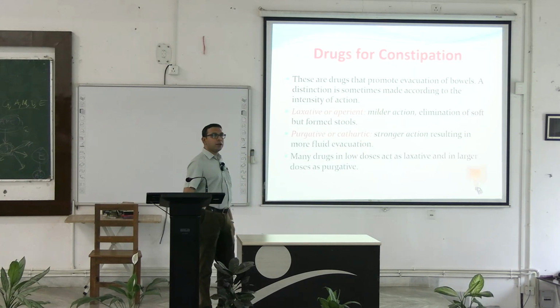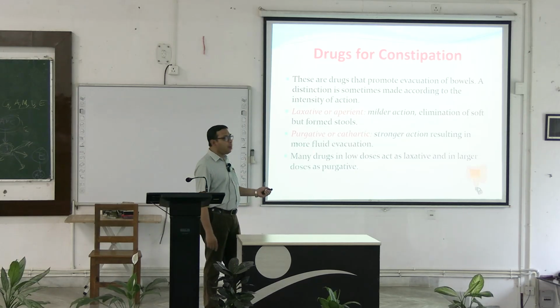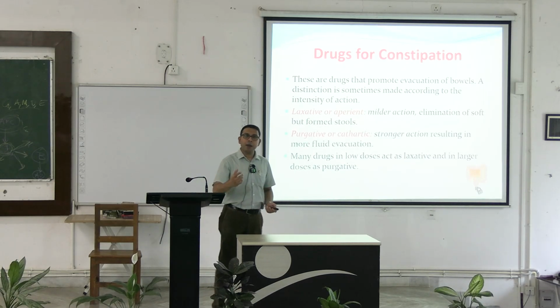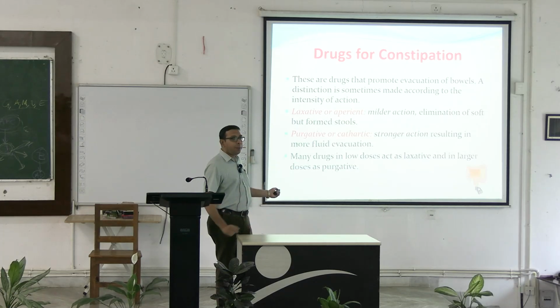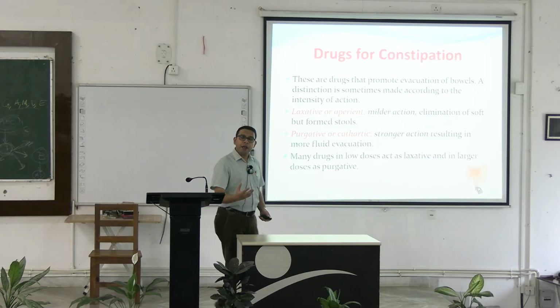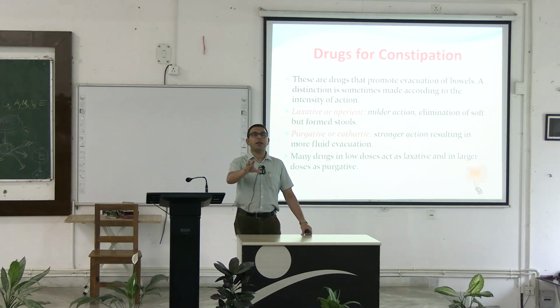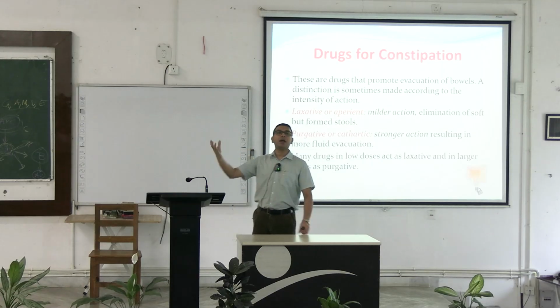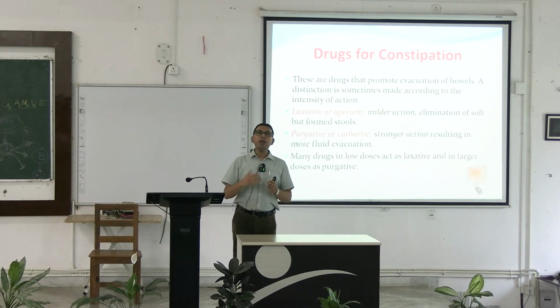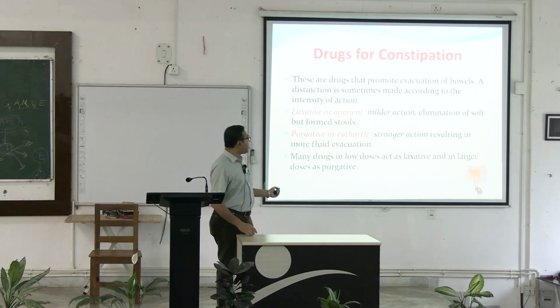So drugs for the constipation can be divided into laxatives or purgatives. Laxatives, also known as aperients, are usually of milder action. Elimination of soft but firm stools can be done by giving the laxatives, while the purgative or cathartic has a stronger action, resulting in more fluid evacuation. Most of the drugs we will discuss today fall under both laxative and purgative. In low doses, it acts as a laxative. In high doses, it acts as a purgative. So in most of the cases, we are using laxative and purgative, these two terms, interchangeably. Okay. So laxative means milder actions.